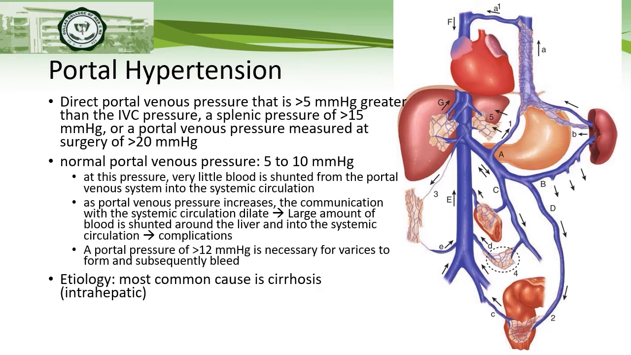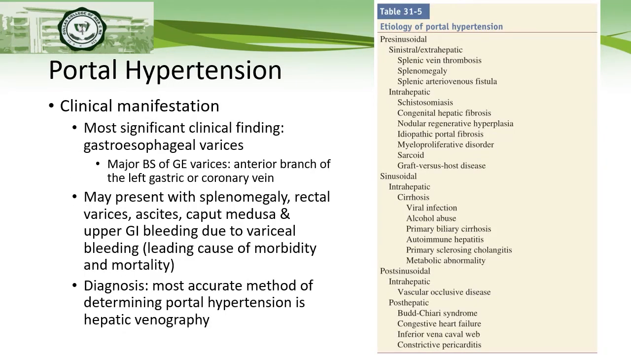The causes of portal hypertension can be divided into three major groups: pre-sinusoidal, sinusoidal, and post-sinusoidal. In the United States at least, the most common cause of portal hypertension is usually an intrahepatic one, namely cirrhosis. The most significant clinical finding associated with portal hypertension is the development of gastroesophageal varices, which are mainly supplied by the anterior branch of the left gastric or coronary vein. Portal hypertension also results in splenomegaly with enlarged, tortuous, and even aneurysmal splenic vessels, and can result in ascites.